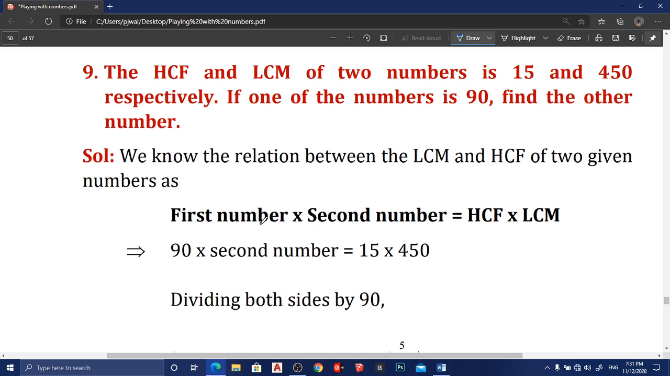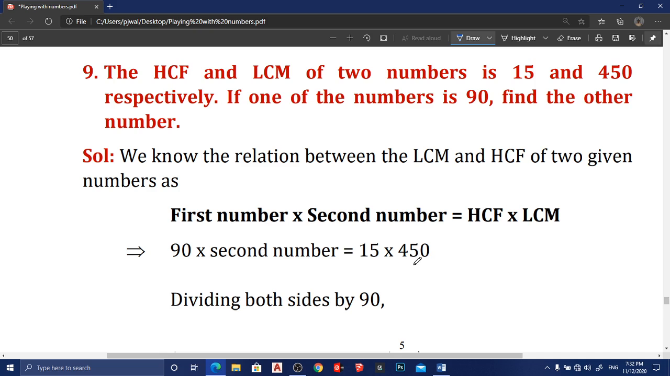First number is given. You have to find out the second number. So now you can substitute all these values in this expression. First, in place of first number I am writing 90, into second number is equal to HCF, which is given as 15, here I am writing 15, into LCM, which is given as 440, here I am writing 440.